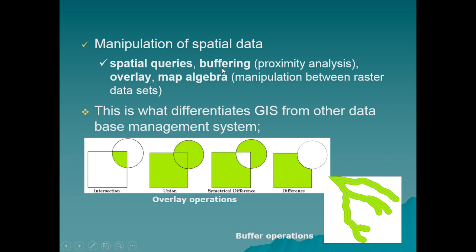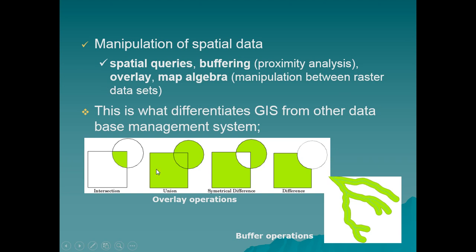Then one that you should be familiar with as well would be buffering. For example, you apply a specified buffer distance around a road or around a river. This type of operation is what we refer to as proximity analysis. Proximity because you're usually interested in what features occur within that boundary or what features occur outside of that boundary. So we're talking about proximity here.